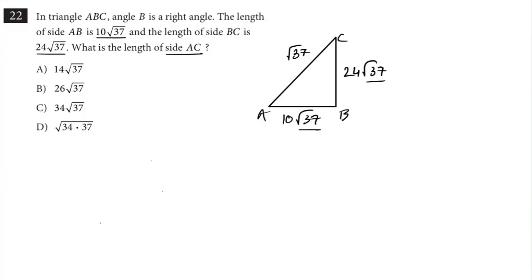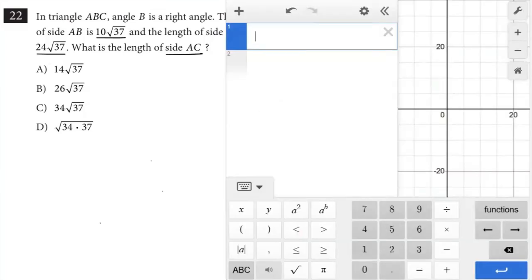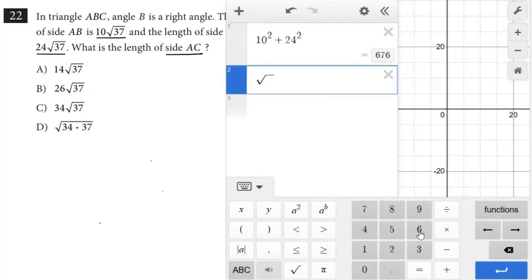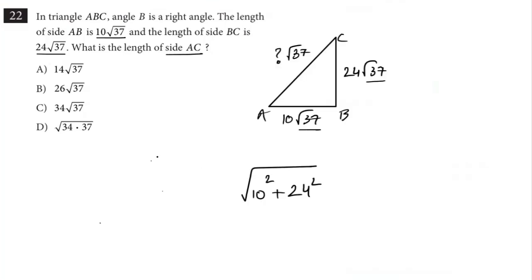It's an application of the Pythagorean theorem. For this question, just getting the coefficient is the key. So smartly use the Pythagorean theorem just on the coefficients and see what you get. I'm going to use 10 squared plus 24 squared, and that's 676. Apply the square root to 676 and you get 26. So this will be 26 root 37. So B will be the correct answer.